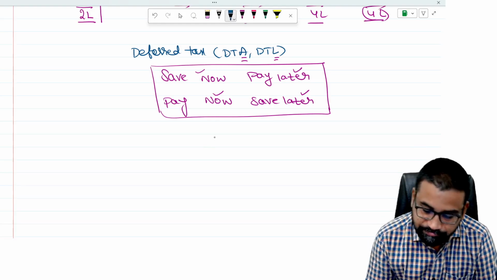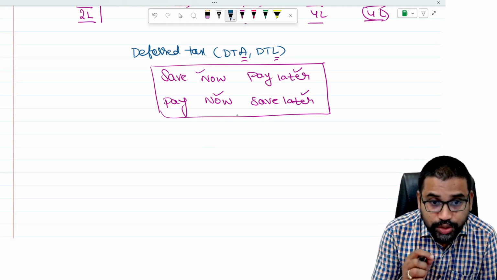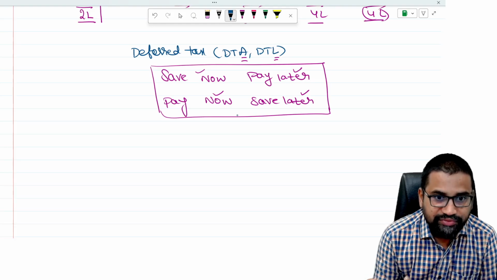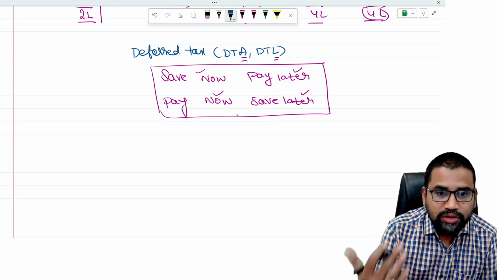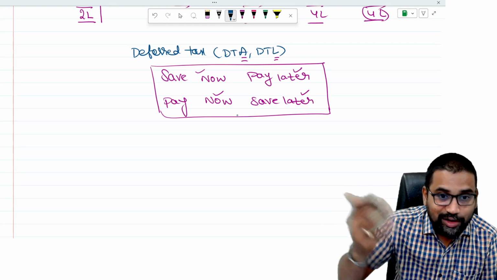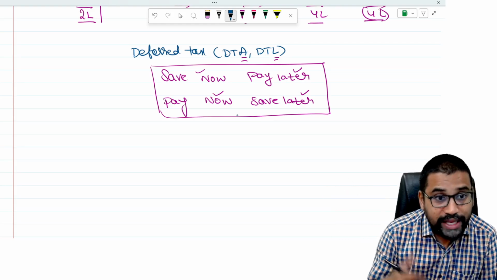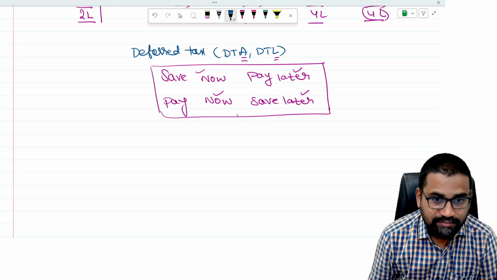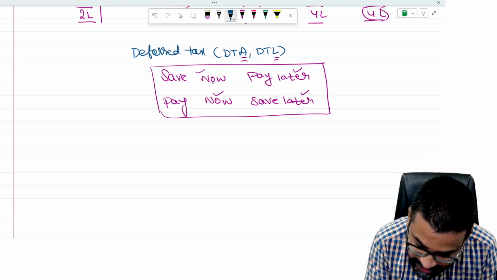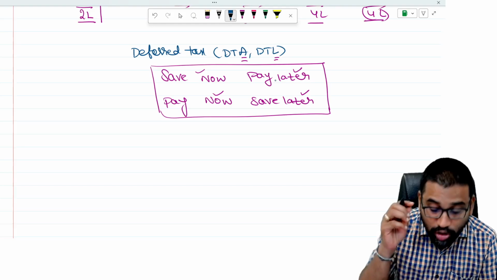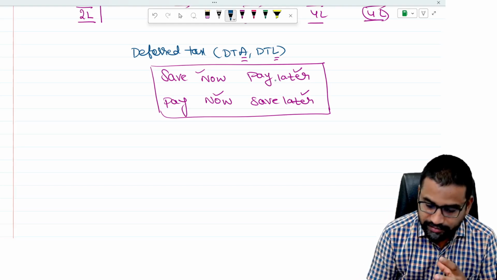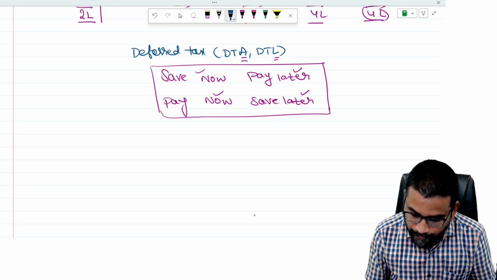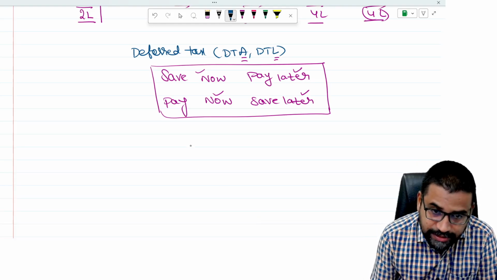Suppose, what is this save now? See, today, if you are not enjoying the benefit, tomorrow there will be saving of tax when it is allowed. Today, you enjoyed the benefit. Tomorrow, you can save. Save now, pay later. Today, you have enjoyed the benefit. See, through example, I will tell this. For example, sir, see here.